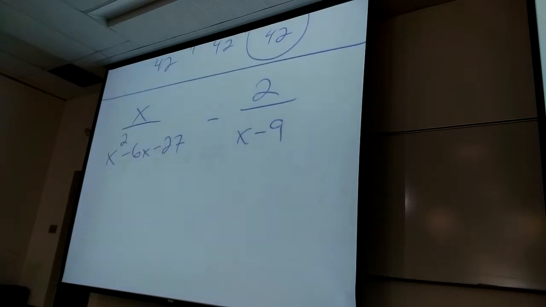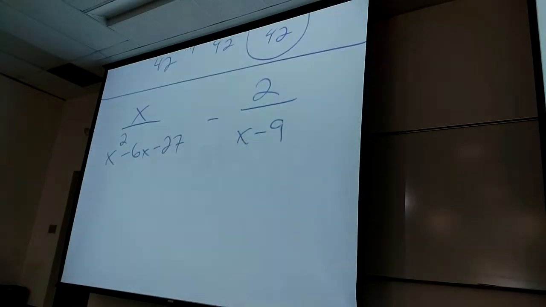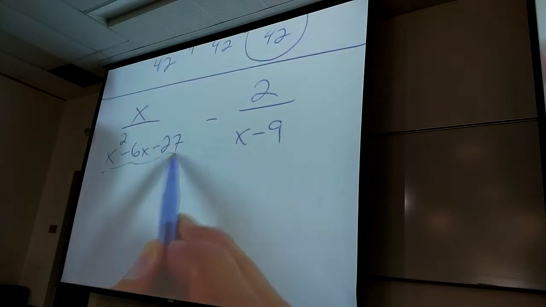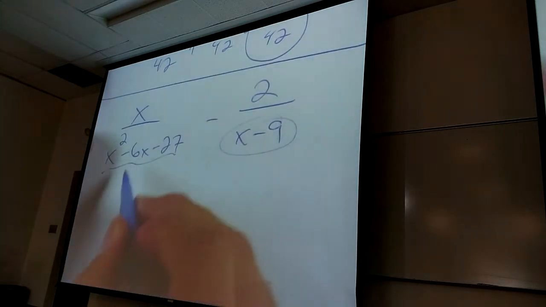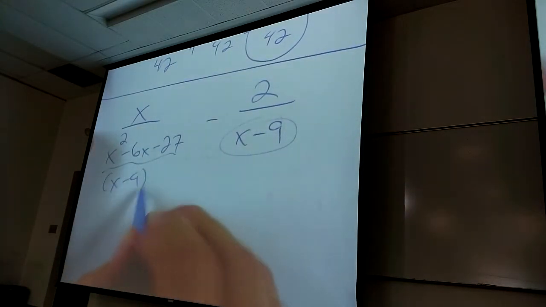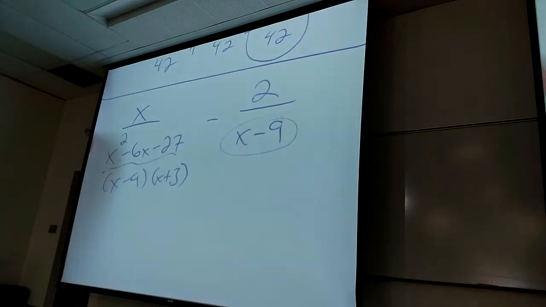So let's see, what's the first step? Factor anything you can on the bottom, so you can see what they're made of, so you can see what the other piece is missing. So how do I factor this one? And again, this is another problem that's going to have a hint in it. It's going to be minus 9, positive 3. You would get that anyway if you didn't use the hint.